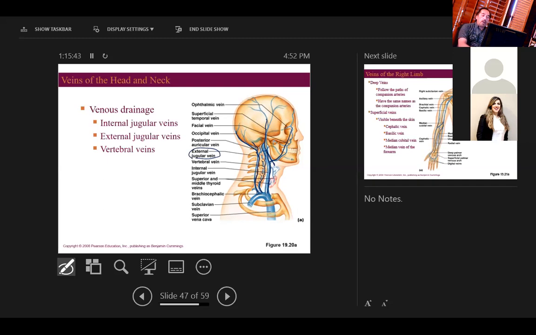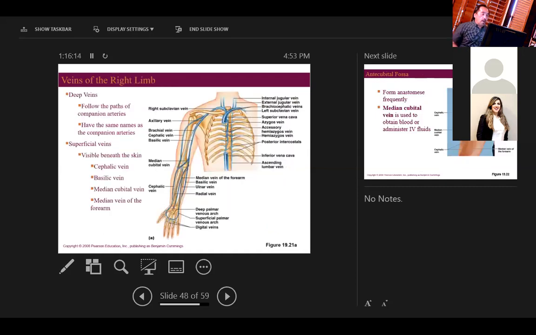Now, these three are the ones that will drain into what we call the brachiocephalic vein. So the brachiocephalic vein drains the external jugular, the vertebral, and the internal jugular vein. This is the right. There's also another one called the left, and then they go into the superior vena cava, and after that to the right atrium. Basically those are the names of the veins located in your neck and head. Now let's look at the arm.